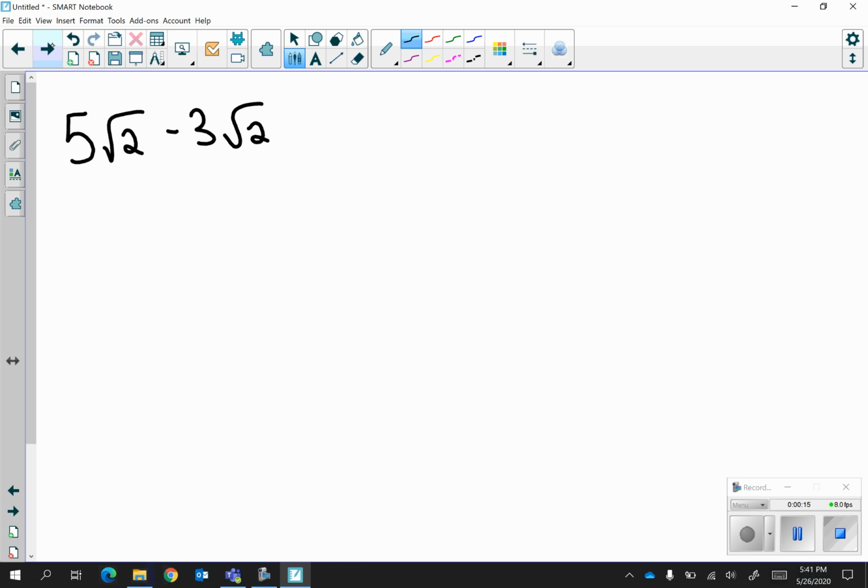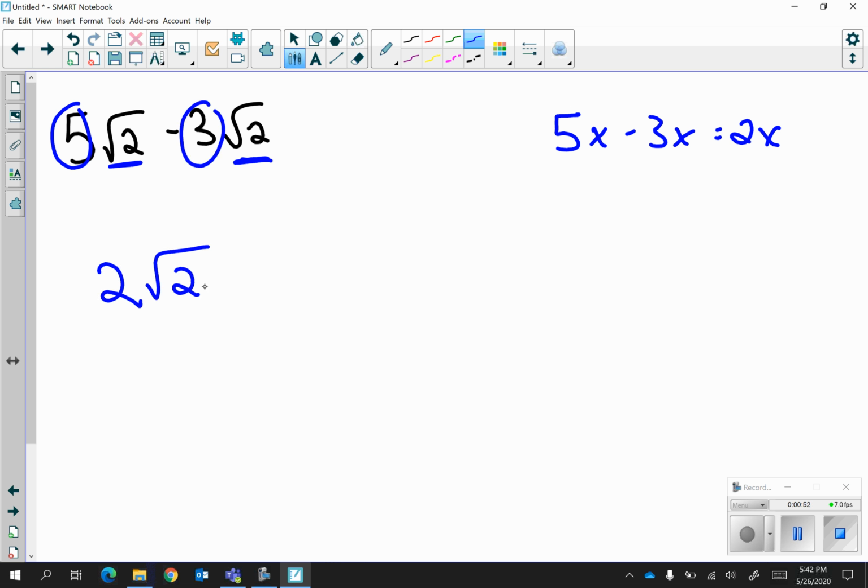So our first example is subtraction, and think about what you notice about this problem. You might notice that the radicals are the same. Now there's the radical, and then the number underneath the radical is called the radicand. So when the radicands are the same, you can just subtract your coefficients. It kind of works like 5x minus 3x is 2x. It's the same concept. 5 minus 3 is 2. Keep the radical.